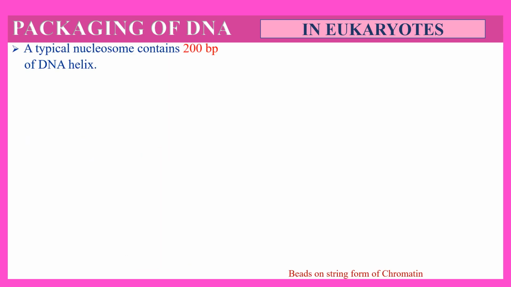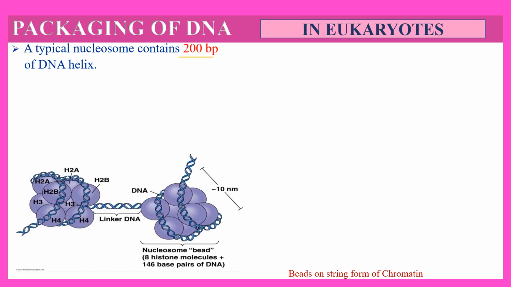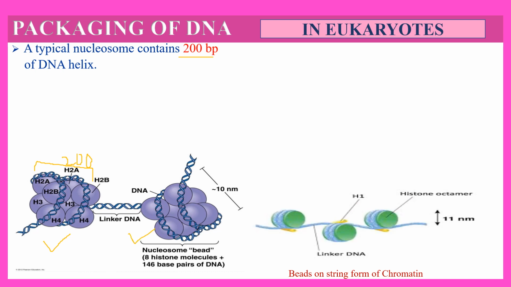A typical nucleosome contains 200 base pair of DNA helix. That means in this nucleosome, the histone octamer is wrapped by DNA. The length of DNA which is wrapped around the histone octamer is 200 base pair. This is another nucleosome.